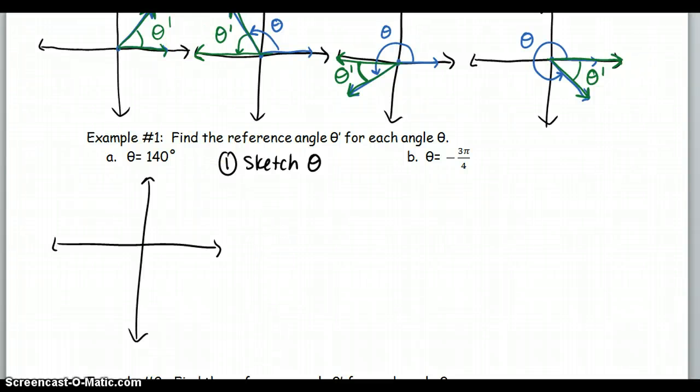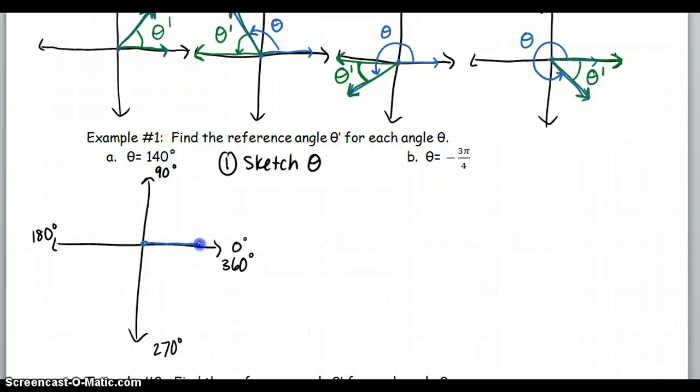And notice how it's in degrees, so I want to work with degrees. So I'm going to go ahead and label the four most important angles that we see: 0, 90, 180, and 270 degrees. And then if we go all the way around, we end up back at 360 degrees. And we can see, okay, 140 degrees, that's going to be between 90 and 180.